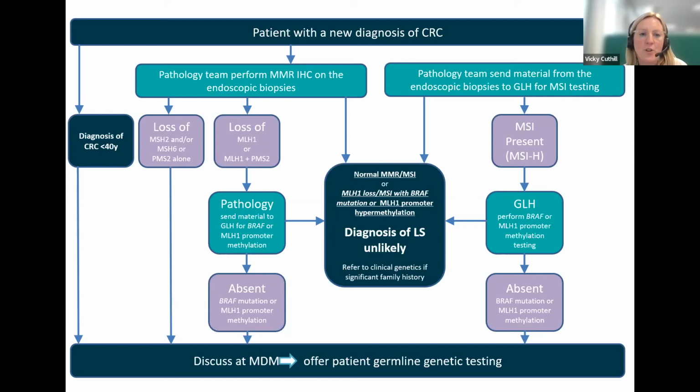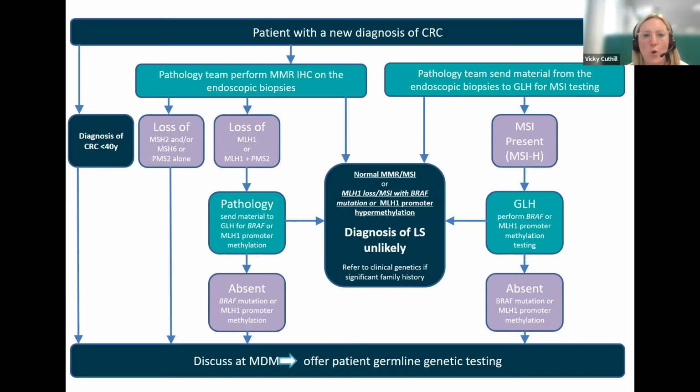But if you have loss of MLH1, or MLH1 and PMS2, they sit quite close together, and that's why you will sometimes get loss of both together. When I say loss, you will often hear it as MMR deficiency, or MMR deficient. Then you will do a second test to find out whether there is MLH1 promoter hypermethylation.